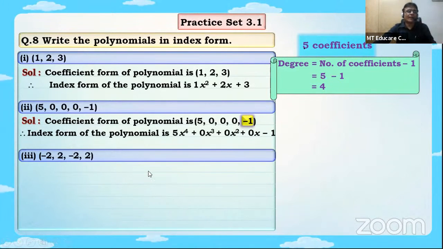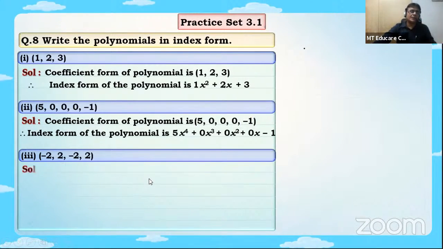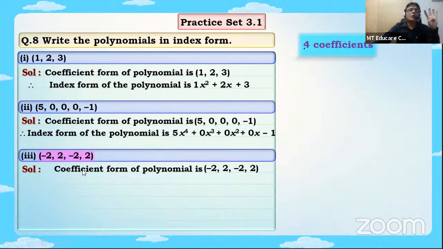Okay. The last and the final one. I will do because next one you are going to do. Minus 2, 2, minus 2, 2. Tell me total how many terms are there? Very good. There are 4 terms.